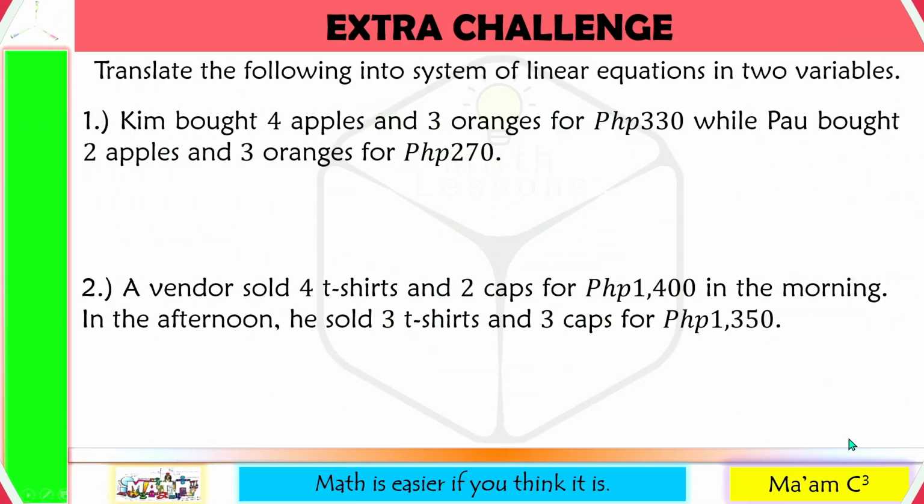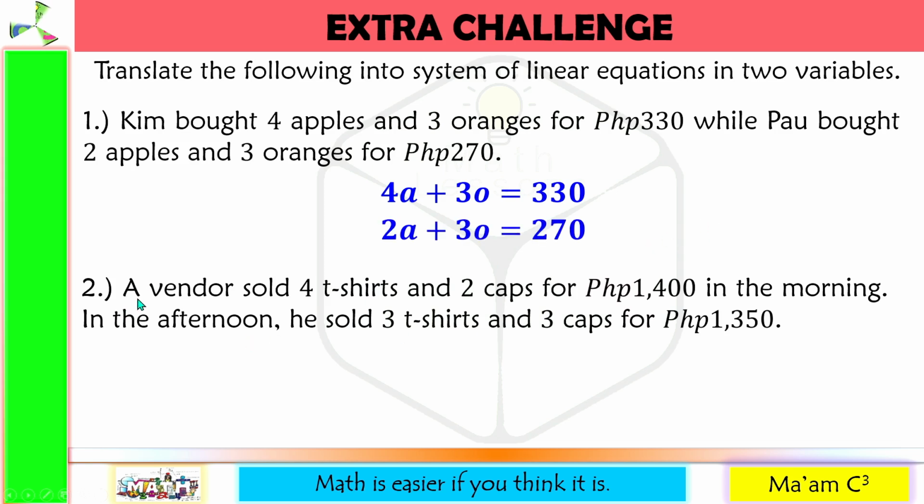Let's do an extra challenge. Translate the following into a system of linear equations in two variables. Number 1. Kim bought 4 apples and 3 oranges for 330 pesos, while Pao bought 2 apples and 3 oranges for 270 pesos. Let me use A for apples and O for oranges. So the first equation for Kim would be 4A plus 3O is equal to 330. While for Pao, that would be 2A plus 3O equals 270.